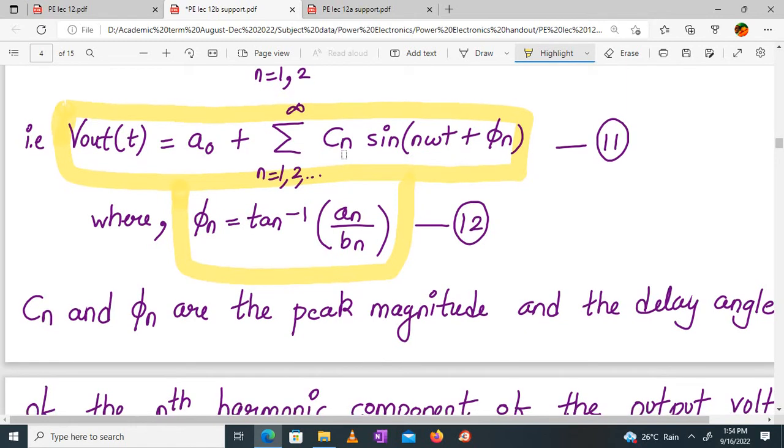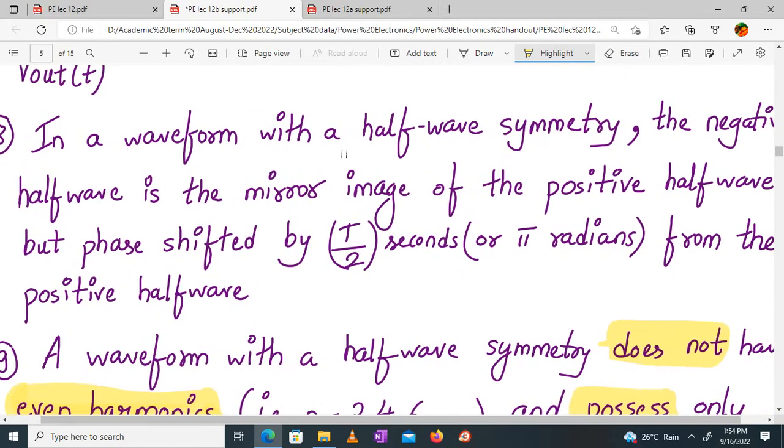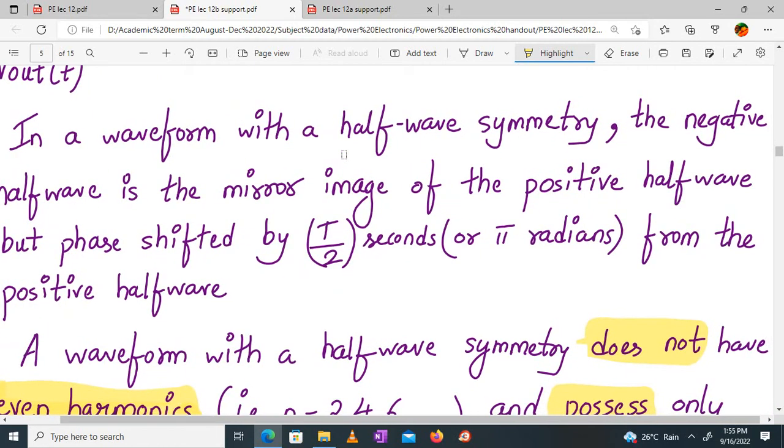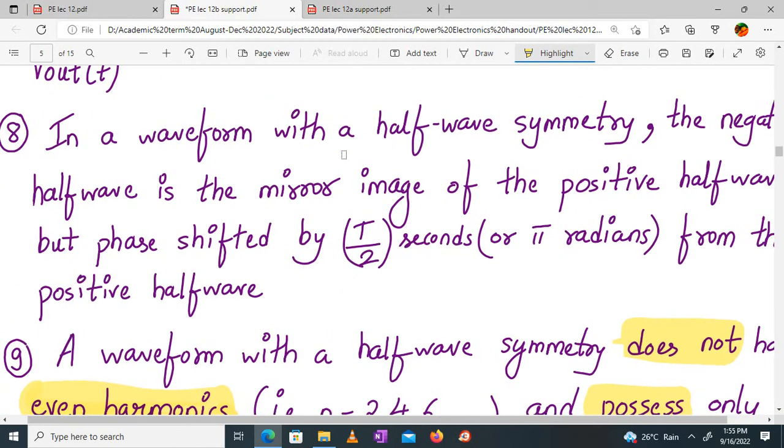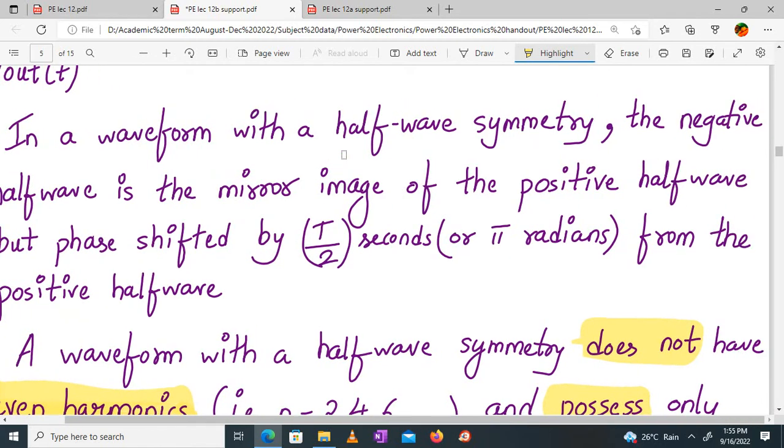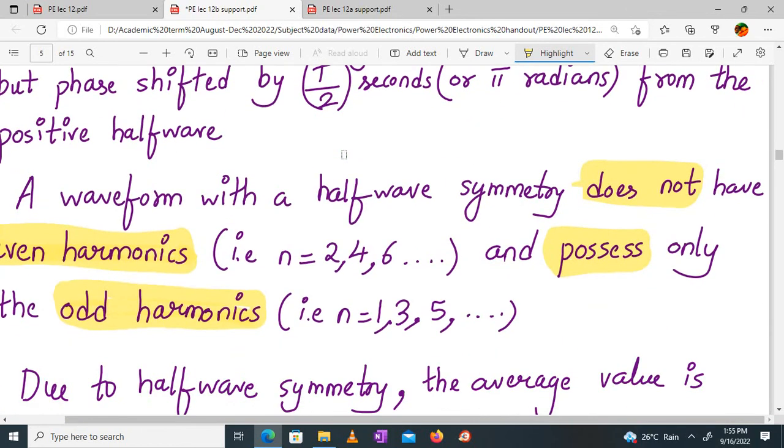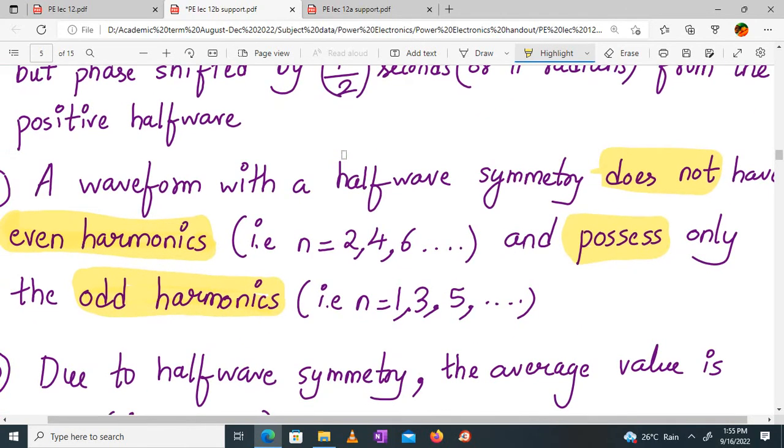There is something called half wave symmetry. Half wave symmetry means the negative half wave is a mirror image of the positive half wave. We have seen this in the full wave rectifier. In a full wave rectifier it is a mirror image, right? So there is half wave symmetry. Correct? So if it is half wave symmetric, V does not contain even harmonics. If the waveform has half wave symmetry, it does not contain n equal to 2, 4, 6. Even harmonics are gone. Only odd harmonics remain. Understood? What I'm trying to say is, if it is half wave symmetric, it will have only odd harmonics.